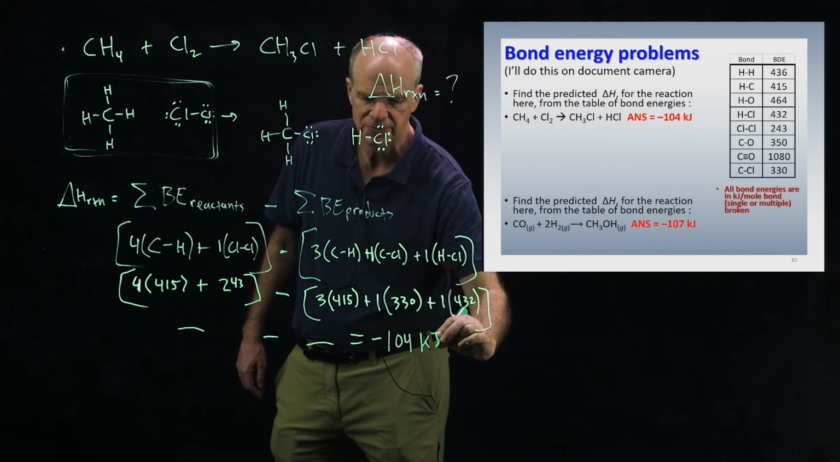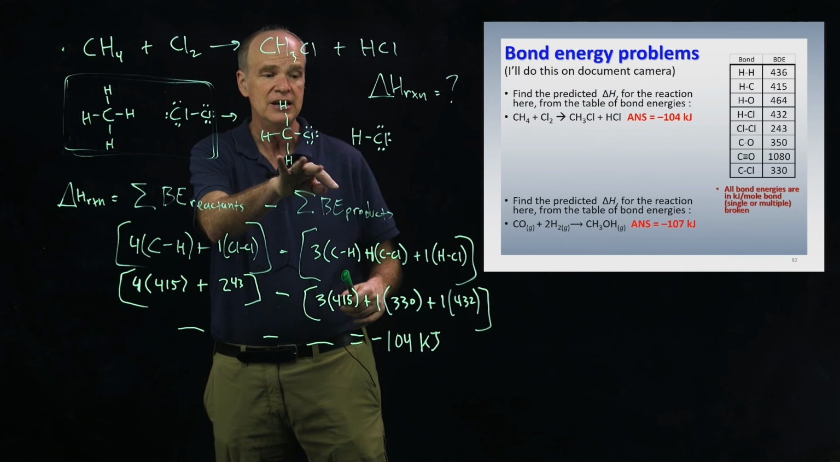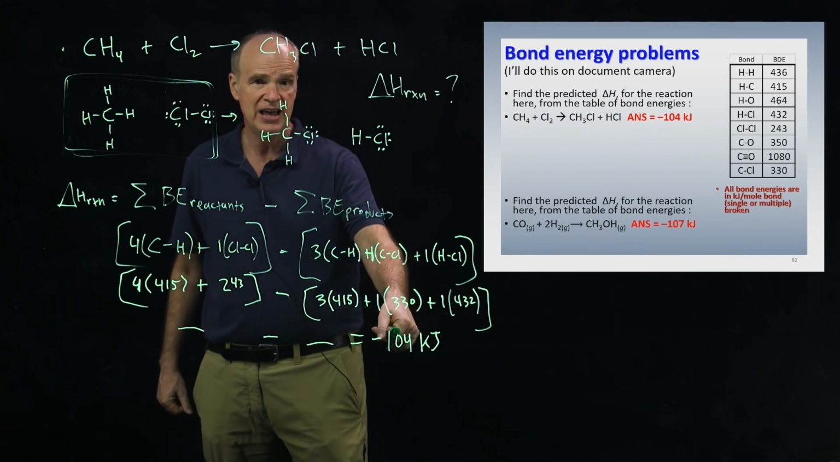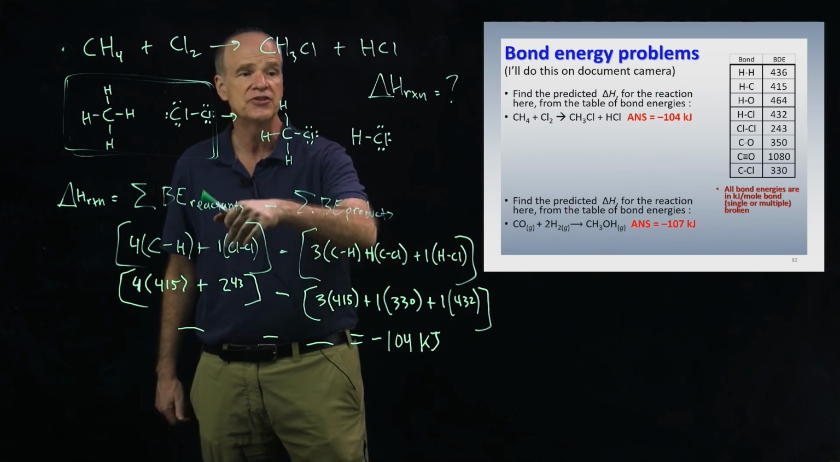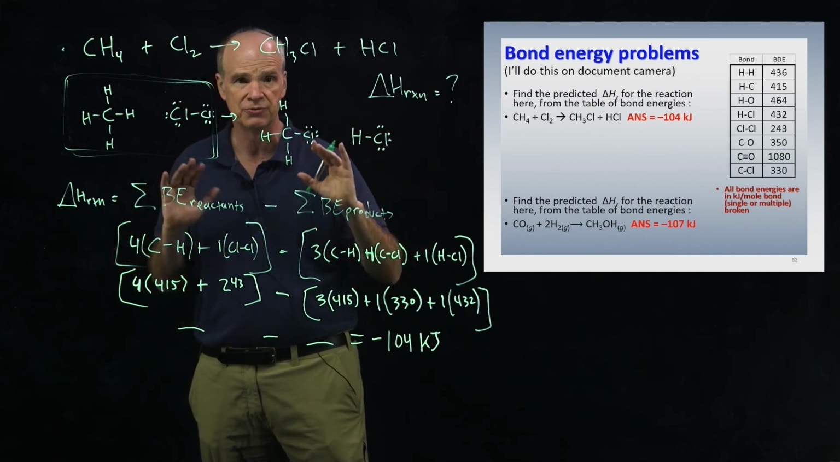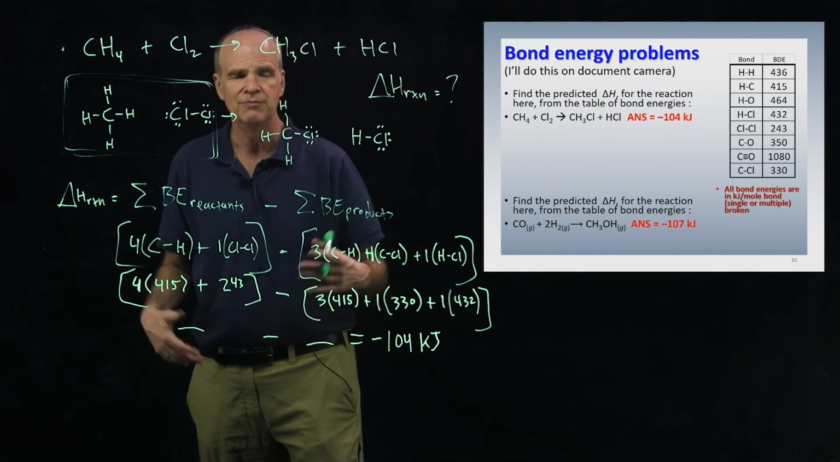And so what does this mean? It means that when you carry out this reaction, the change of enthalpy for this reaction is negative 104 kilojoules. The negative sign indicates that this reaction is exothermic. It's releasing heat into the environment. And so 104 is a moderate value.